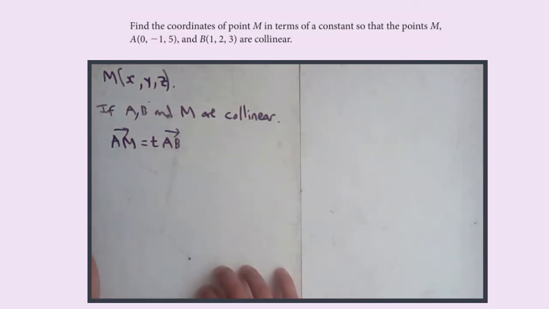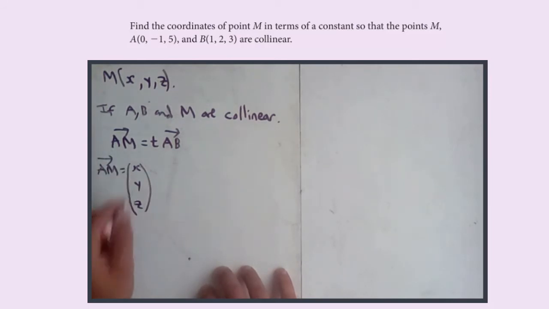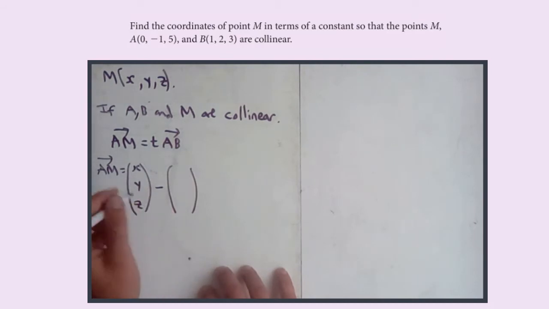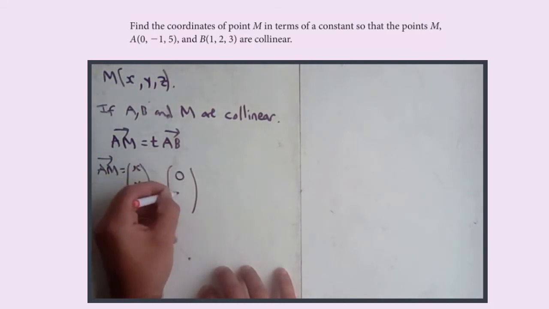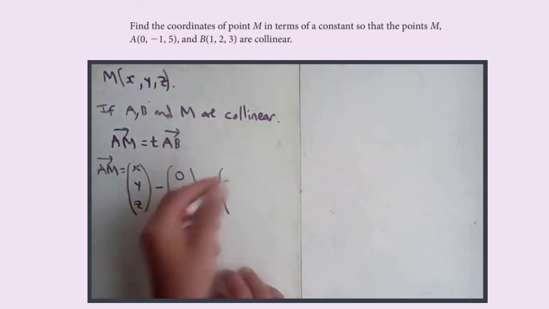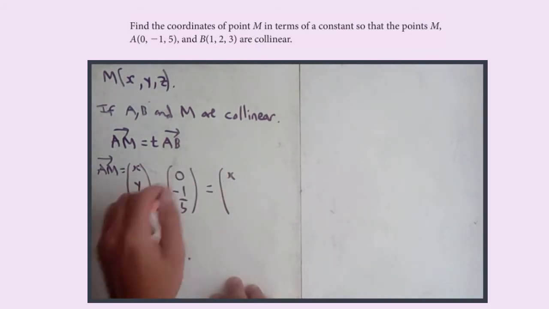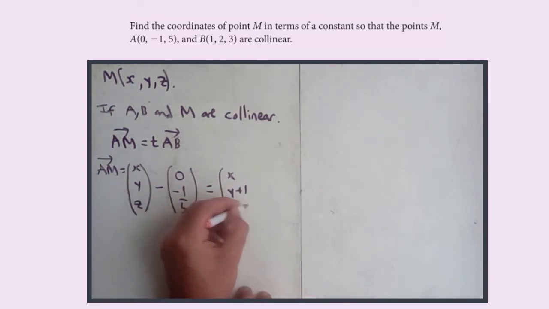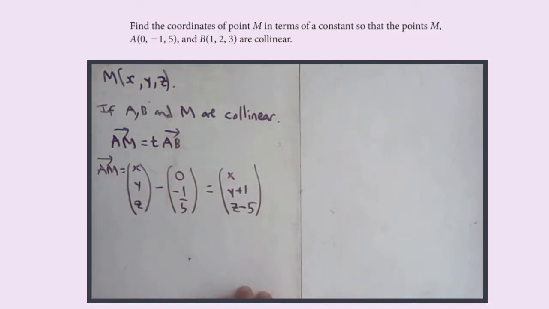So if we write AM in terms of vectors, AM equals, remember we start at M, which is at x, y, z. That is the position vector of M. So this is OM that I've just written, minus the position vector of A, and A is at 0, minus 1, 5. So AM is x minus 0 is just x, y minus minus 1 is y plus 1, and z minus 5 is z minus 5. So that is AM.